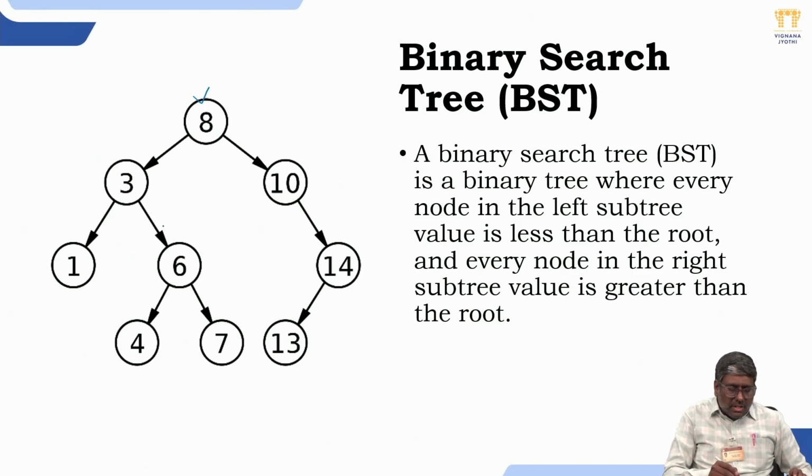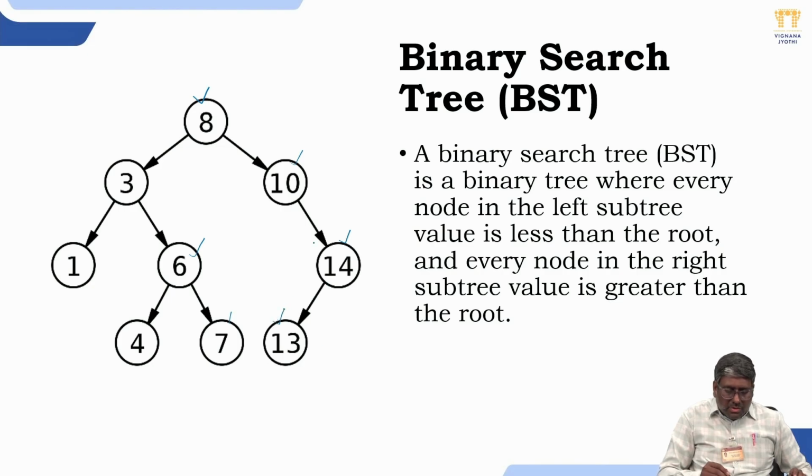It satisfies the binary search tree property. Coming to 6, the left child value is 4, which is less than 6, and the right child value is greater than 6, that is 7. Coming to this 10, there is no left child, and the right child value is greater than 10, which is 14. The 14 contains only one child, the left child, and the left child value is always less than 14, which is 13.